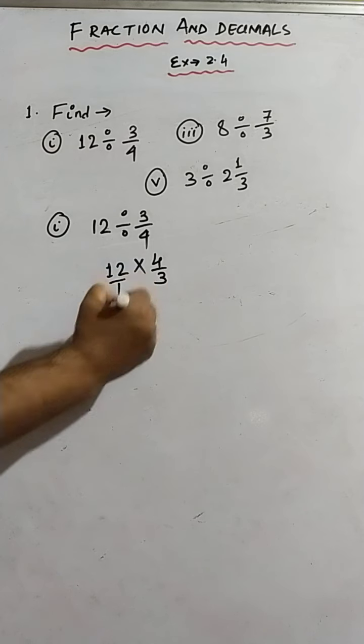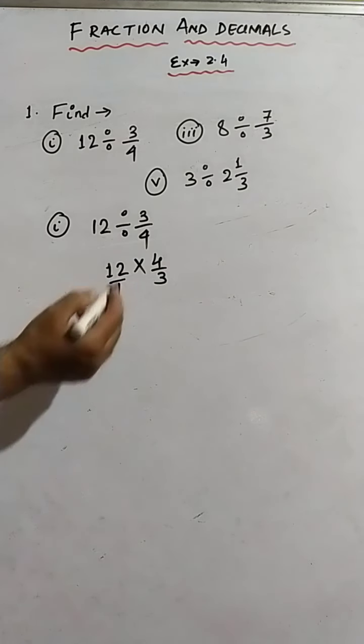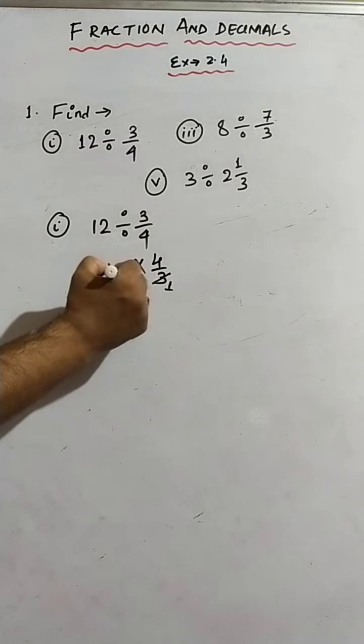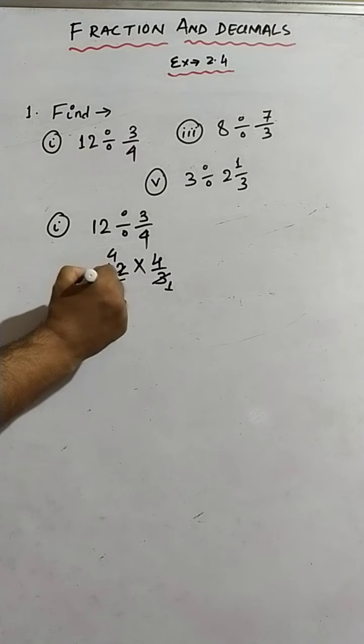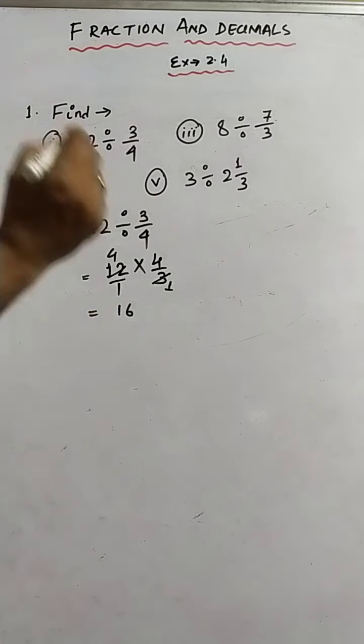Now this 12 is coming with 1 as a denominator, isn't it? Now we will see whether we can reduce any number or not. Definitely we can reduce. This 12 and 3 can be reduced. So 3 1s are 3, 3 4s are 12. So your required answer is 16. We will not write 16 by 1. We will just write 16.